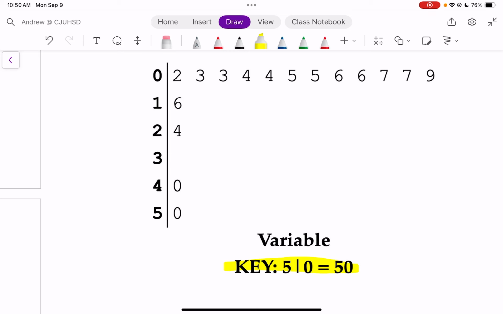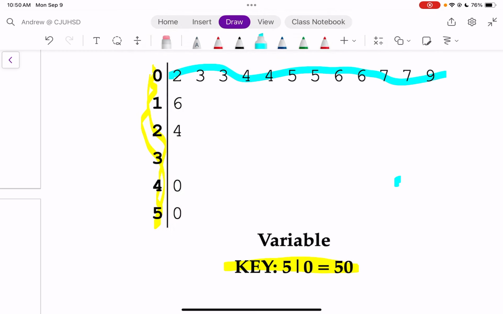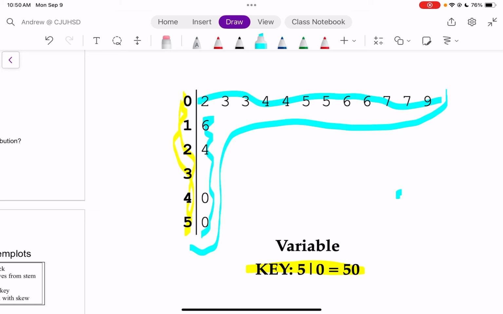And so this is called the stems over here on this side. And everything over here on this side, these are called the leaves. And if we turn our head to the right, we can see that the shape of this distribution is skewed to the right, or skewed toward higher numbers.